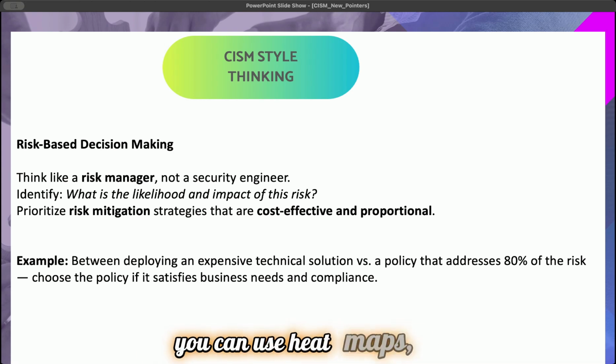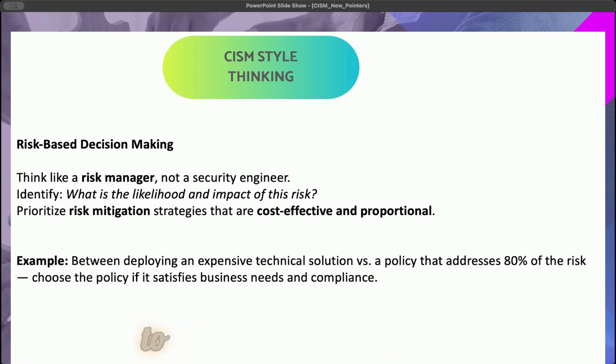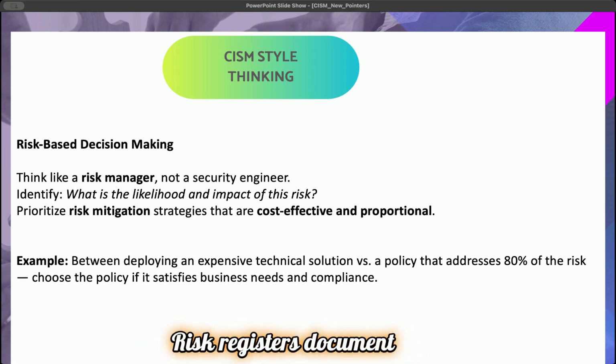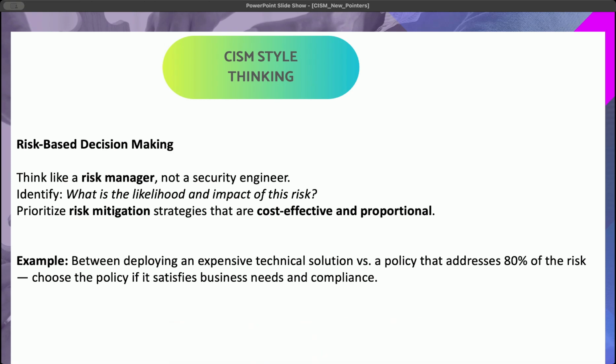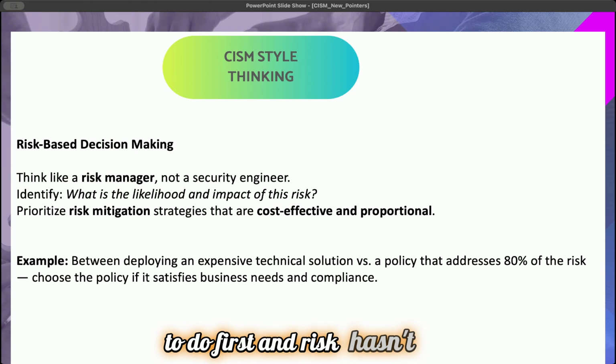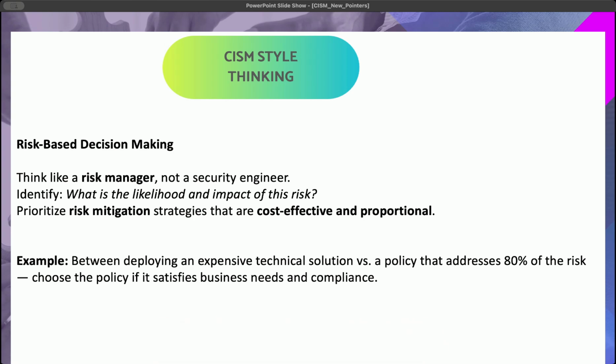You can use heat maps, plotting the risks visually to guide decisions, and risk registers, documenting these risks with the assessed levels. You can also create business cases to justify the investment by showing how they reduce high likelihood, high impact risk. An exam tip: when a question asks what to do first and risk hasn't been quantified, the right answer is often to perform a risk assessment based on likelihood and impact.